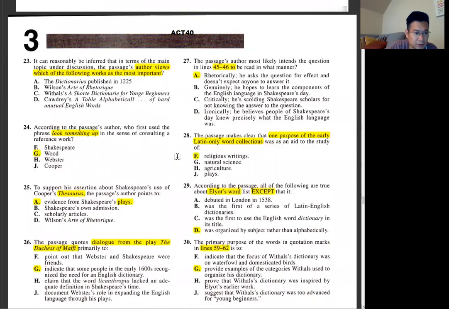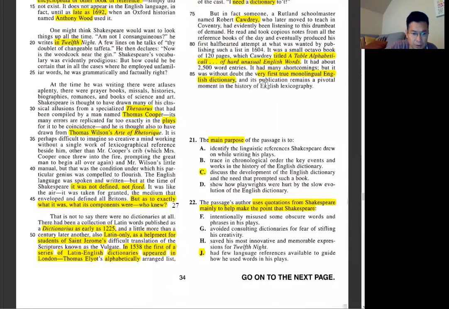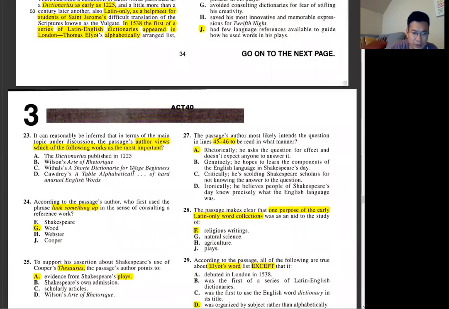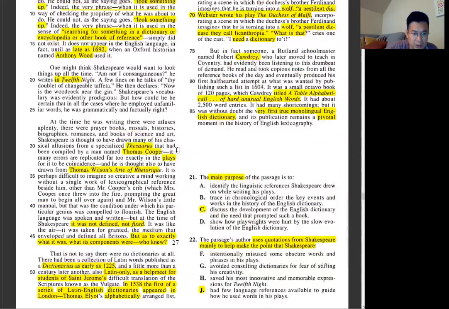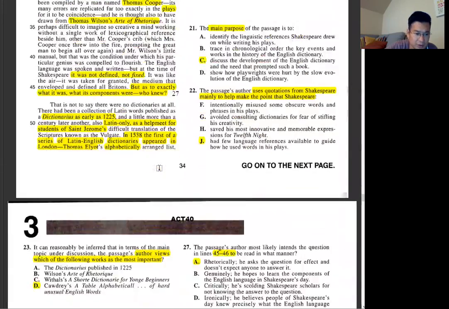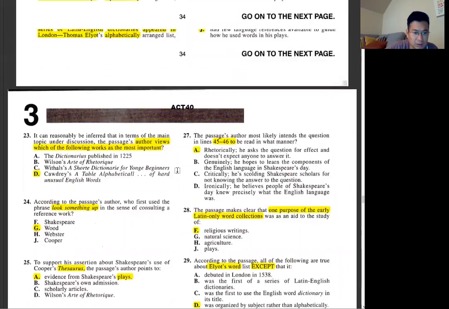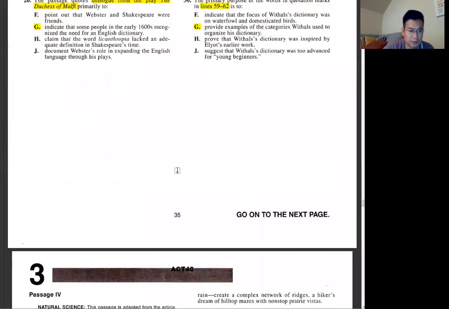And then moving on to 23, the author views which of the following works as most important. Most important, it says Cawdrey, right here, Cawdrey's work. So the very first dictionary that, that's what it says, in the first part of the paragraph, 76. And then that's it. Okay. Move on to the next passage.